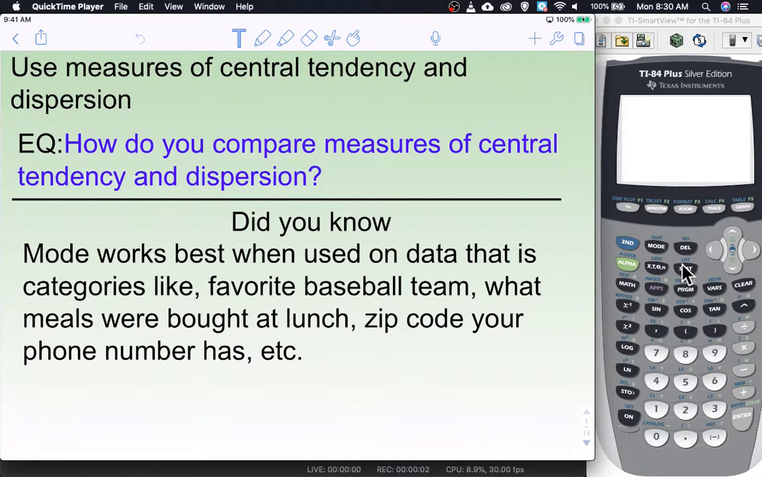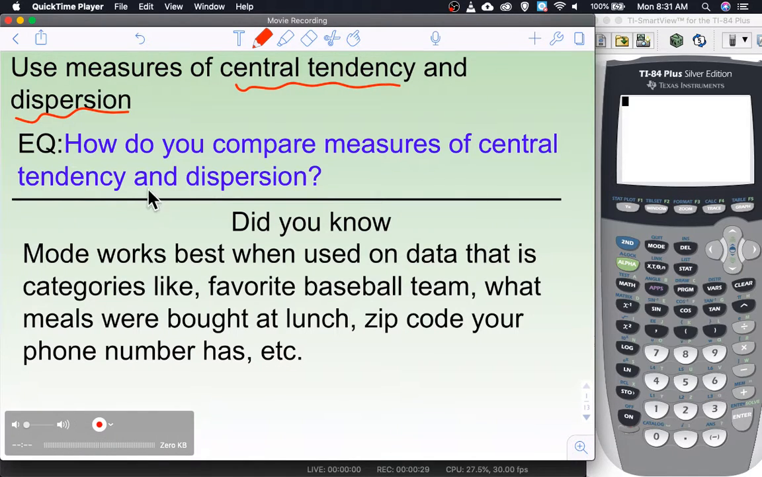Hello and welcome to this lesson on measures of central tendency and dispersion. So you're going to see here, central tendency is talking about your mean, median, and mode: numbers that tend to be in the middle of the data. And dispersion talks about how spread out the data is, or where it's chunked, that kind of stuff.